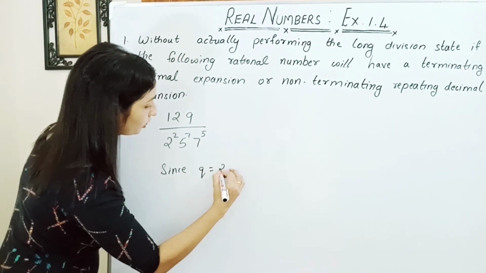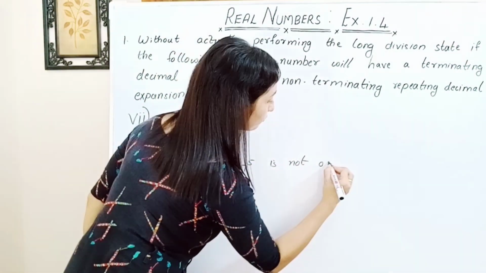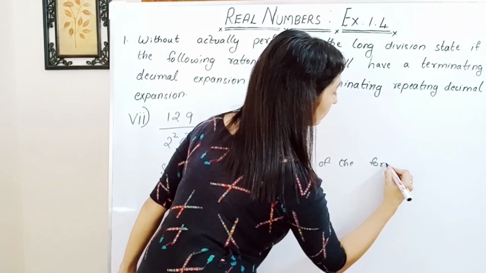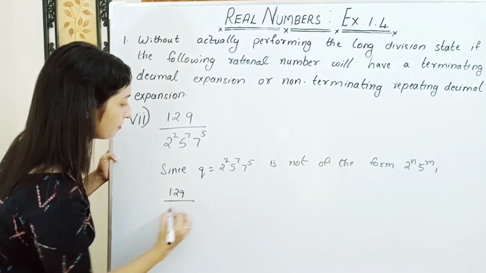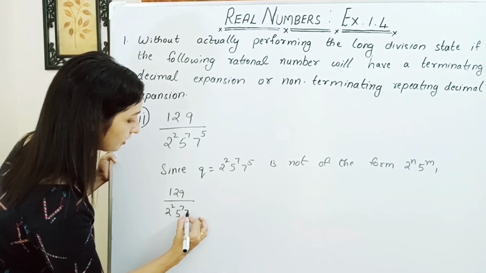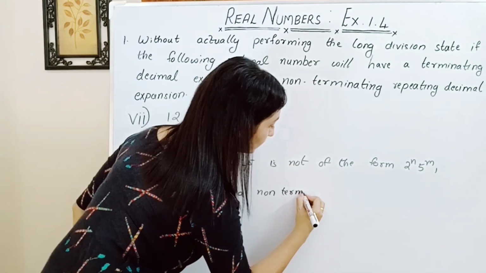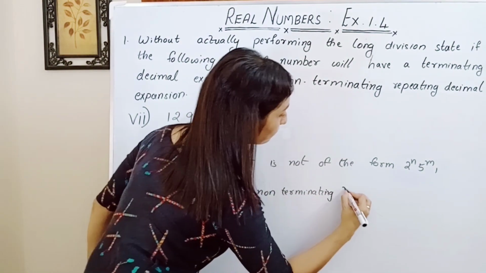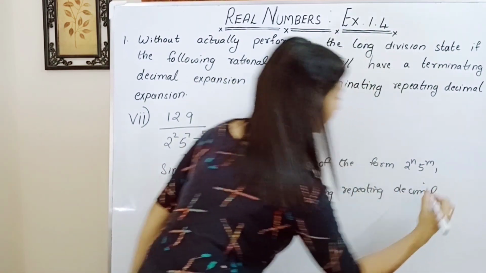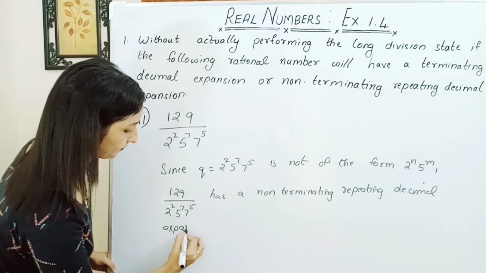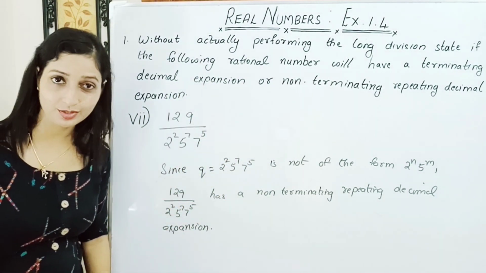Since q is equal to 2 square into 5 raised to 7 into 7 raised to 5 is not of the form 2 raised to n into 5 raised to m, 129 by 2 square into 5 raised to 7 into 7 raised to 5 has a non-terminating repeating decimal expansion. So that is the answer for our question number 7. Let's move on to our next question, question number 8.